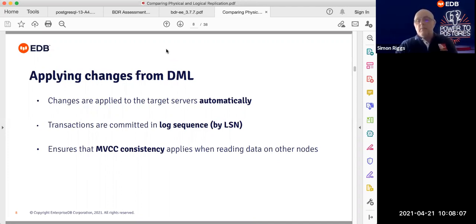Transactions are always committed in log sequence order. That's the order of the LSNs. And that's particularly important because it ensures that we get consistency across the different nodes. Now, it's difficult to explain that because I don't mean consistency across multiple nodes. I just mean that the order of changes that occurred on the origin is also the same as the order of the changes on the downstream node, and so they are consistent.